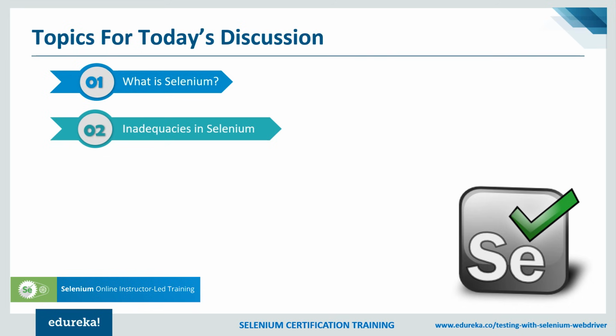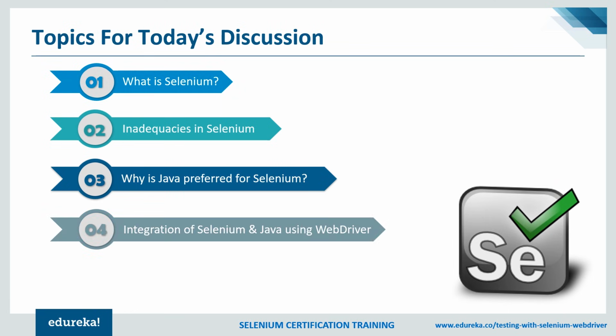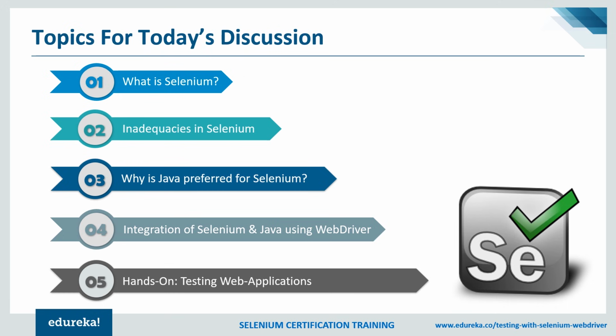Of all the programming languages that exist, such as C#, Python, etc., why is Java preferred? What's so unique, special, or even advantages of using Java for Selenium? Since we need a programming language, how do we integrate it with Selenium? By using the Selenium WebDriver. Finally, we'll test some of the features of a web application.